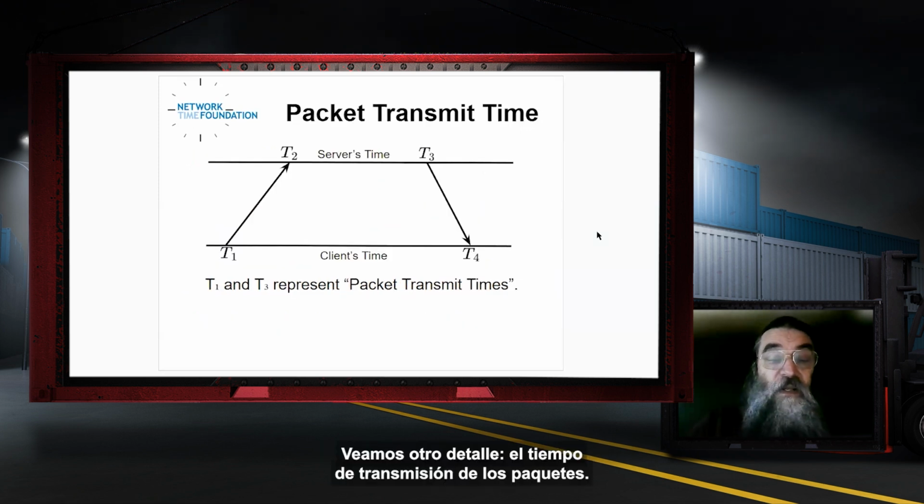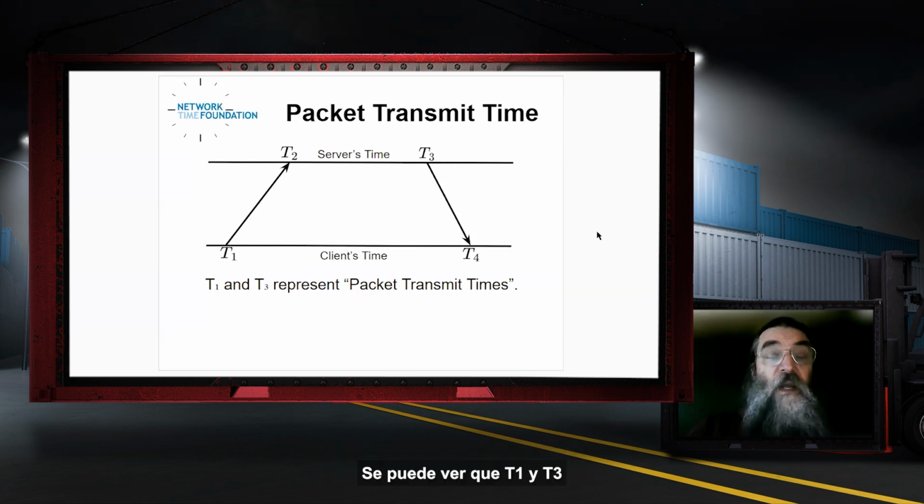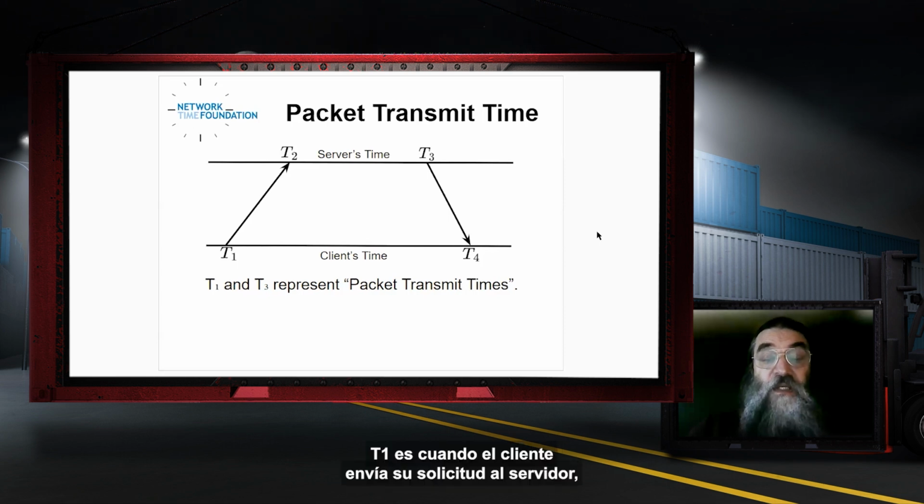Let's look at another wrinkle, the packet's transmit time. You can see that T1 and T3 represent packet transmit times. T1 is when the client sends its request to the server, and T3 is when the server sends its answer back to the client.